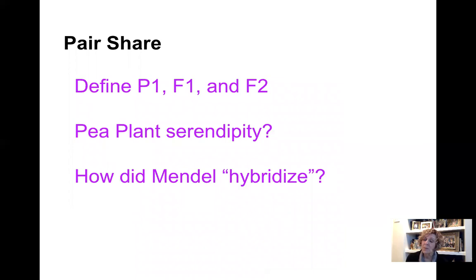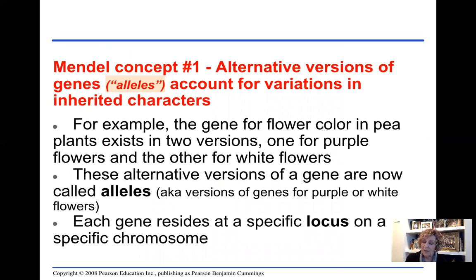So at this point, you should be able to review P1, F1, and F2 generation. Why was the pea plant a serendipitous choice for Mendel? And how did he hybridize? So as a result of these experiments that Mendel did, he came up with what we call Mendel's laws or Mendel's concepts. And I'm going to go through them today because they are at the basis of every genetic student's understanding.